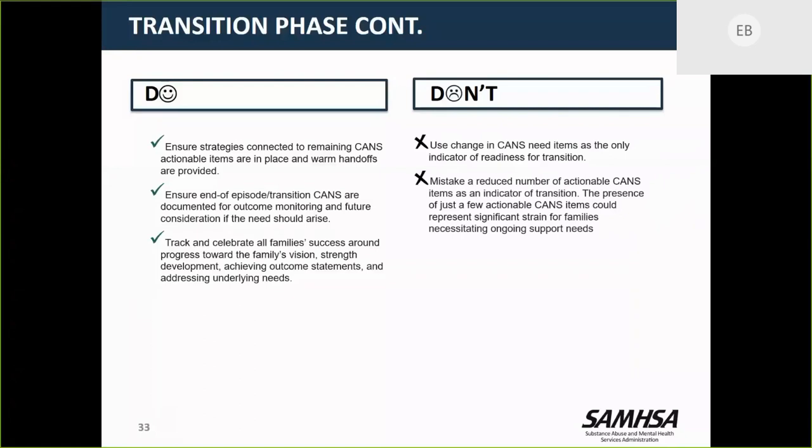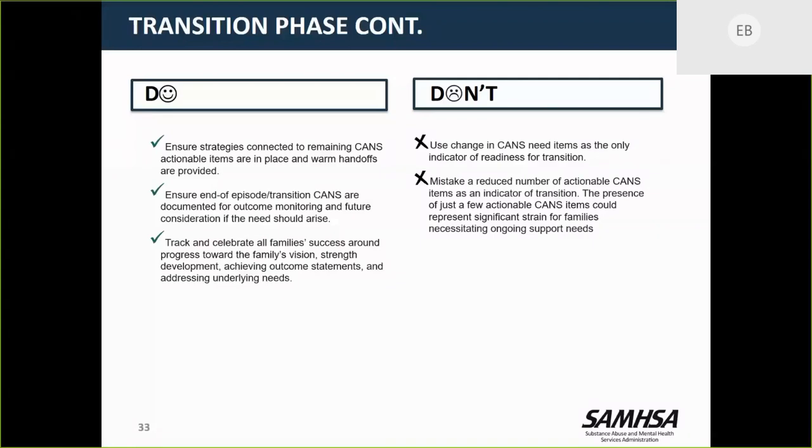But what you don't want to do is use change in CANS needs items as the only indicator of readiness for transition. That was one of our poll questions that we skipped for time, but we have seen some states and systems say that when CANS or other standardized assessment scores reach a certain threshold, discharge is mandated. We don't think that CANS or any other kind of standardized assessment should be the only indicator of readiness for transition out of wraparound. It should be a mix of information, including, first and foremost, the family's preference and their own opinions about their needs and the degree to which adequate progress has been made.